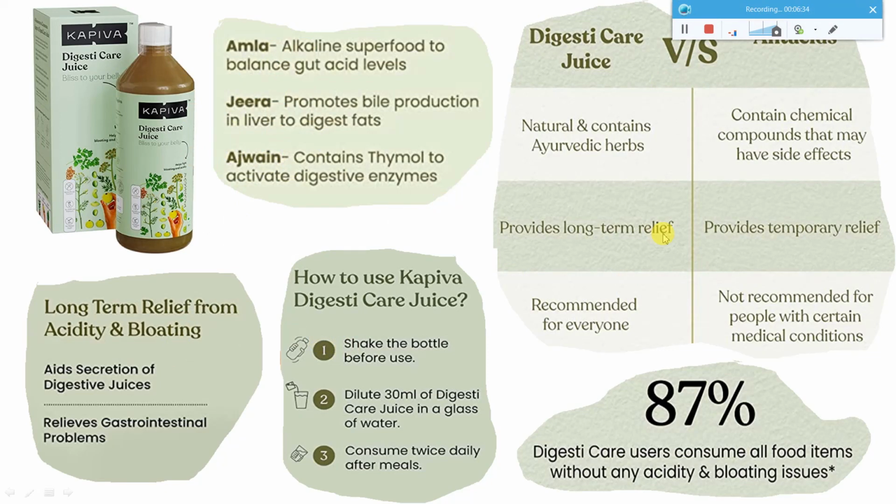So this is much better compared to antacids, because when you take antacids, there are a lot of chemicals and you may have a lot of side effects because of that. In comparison, this is a natural product where amla, jeera, ajwain are there. So definitely it's going to be a long-term relief, and it can be recommended to anyone. But for antacids, it depends on other conditions also. Other medical conditions need to be considered when you are suggesting antacids to some people. So this is a good product which can be tried.